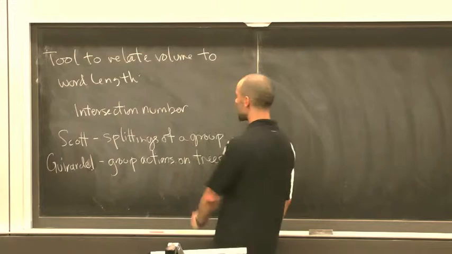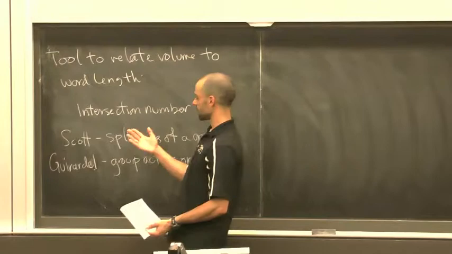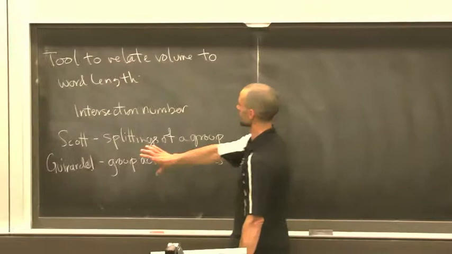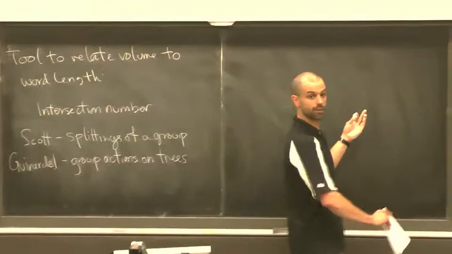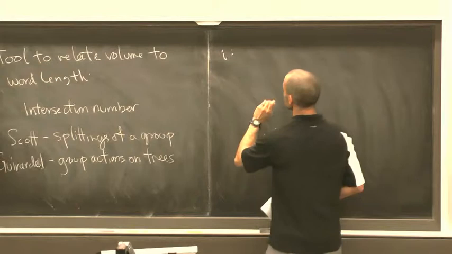So Scott, given two splittings of a group, gave you an intersection number. Irreducible says, take your group but act on two different trees, and he gives you an intersection number. And it's really this latter context that I'm going to use in order to relate volume to word length. In the context that I'm going to be talking about intersection number, we're always going to be talking about trees in outer space. So an intersection number takes two trees in outer space, and I'll say what that is in just a moment.